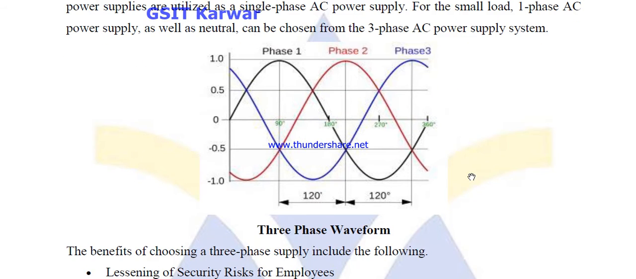You can observe the waveform image given here, the three-phase waveform, how it happens and how it comes out graphically. We can observe phase 1, phase 2 and phase 3.